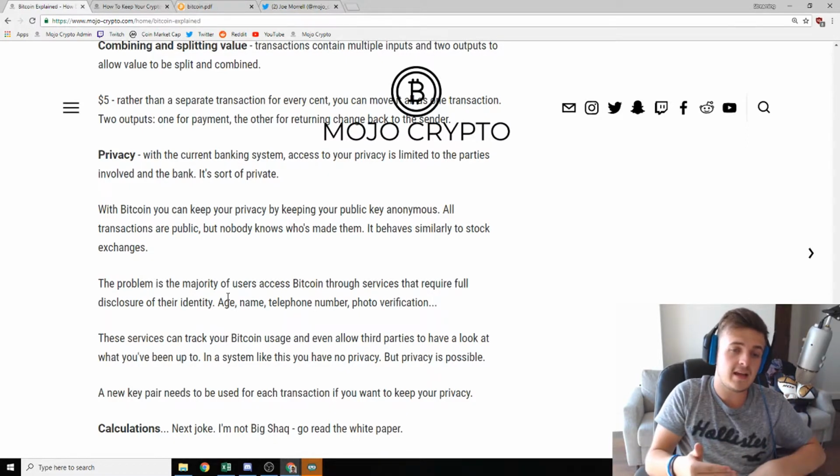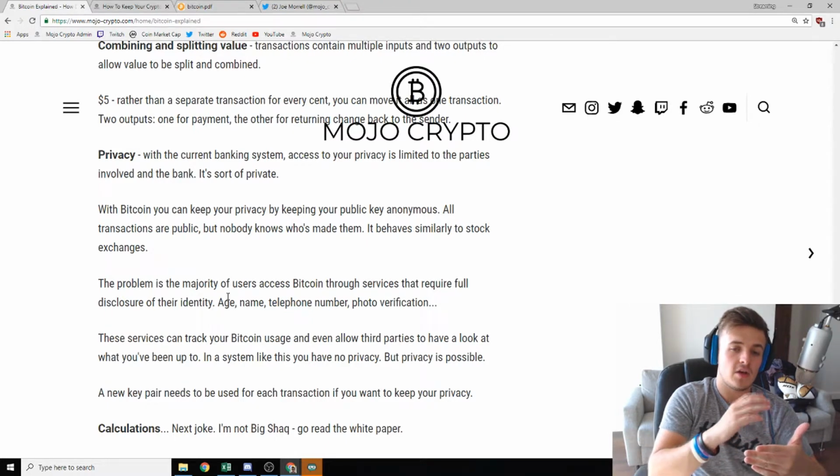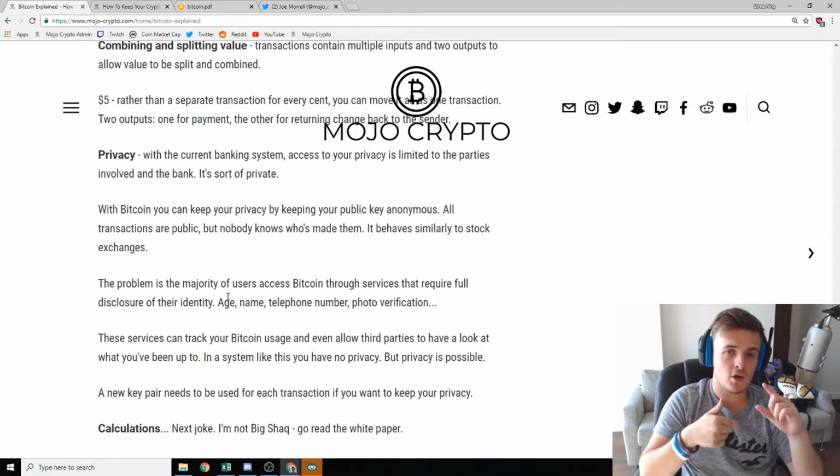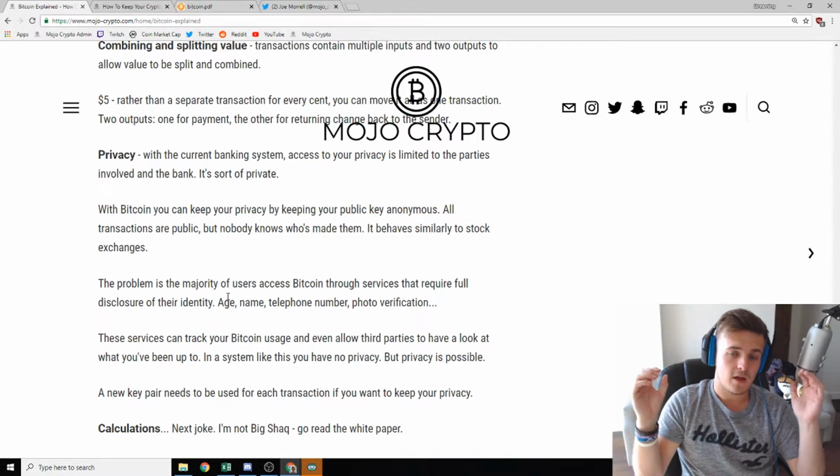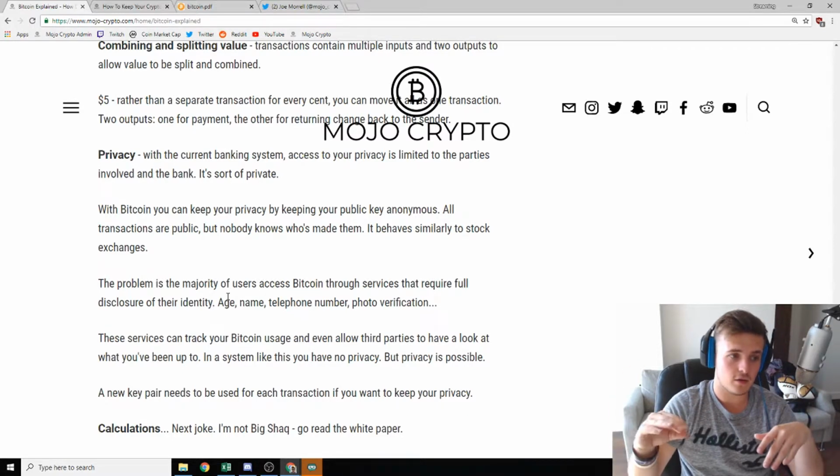So the problem is you run into the same problem with the bank then. The service that you're using, they can see what you're using and what you're spending your Bitcoin on. So they can actually track your transactions. They can also let third parties in. So they could let other people in, including law enforcement, and they can see what you've been up to.